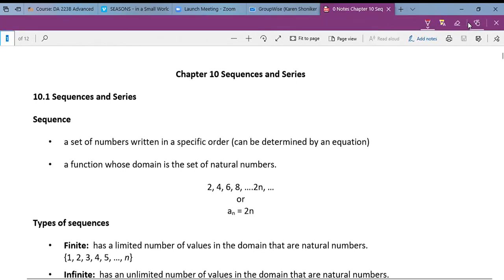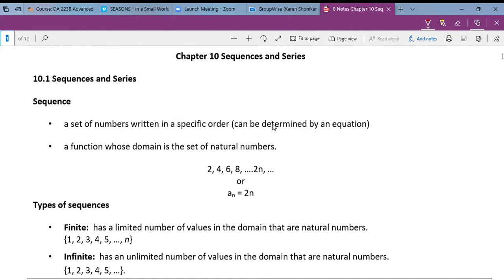The last chapter in Math 60 is going to be chapter 10, and it's about sequences and series. It's a three-part chapter. 10.1 is an introduction to what sequences and series are, including a bunch of terminology. In 10.2, we're going to talk about arithmetic sequences and series, and then in 10.3, we'll talk about geometric sequences and series. So the first thing we're going to start off with is some definitions.